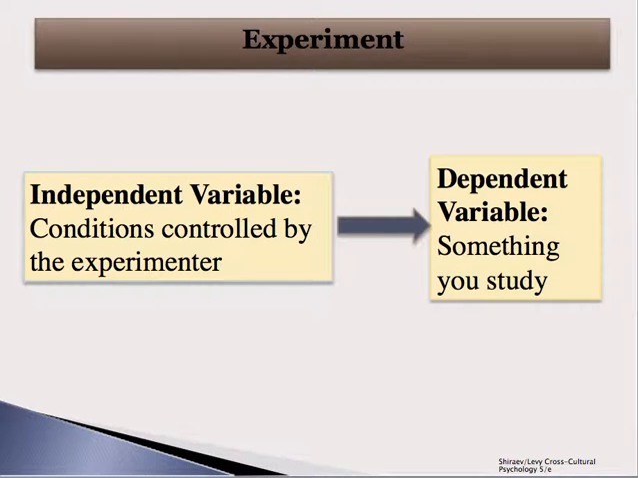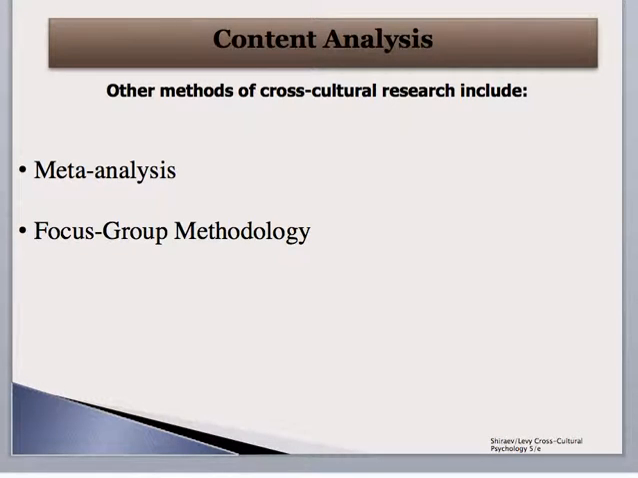Then we have scientific experiments in which we have an independent variable, and these are the conditions controlled by the experimenter. And this is going to predict the variance in the outcome, or predict the actual outcome of the dependent variable. And the dependent variable is what you're actually studying. So what you expect there to be differences in between different groups, for example. And then another method would be content analysis. And this would include meta-analyses and focus group methodologies.